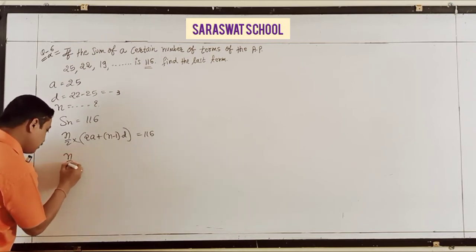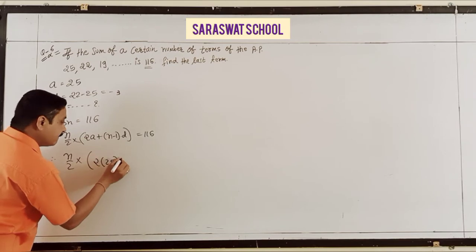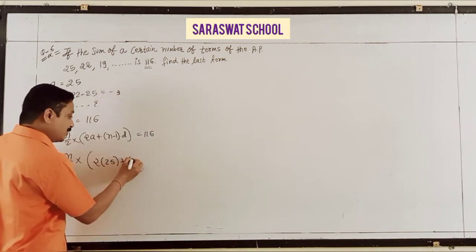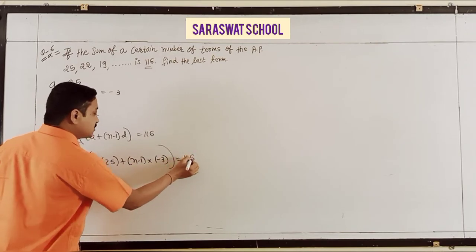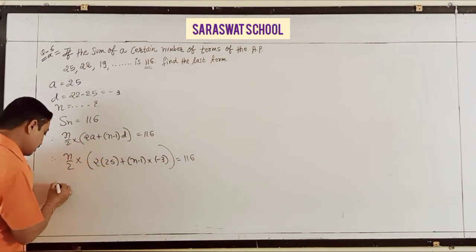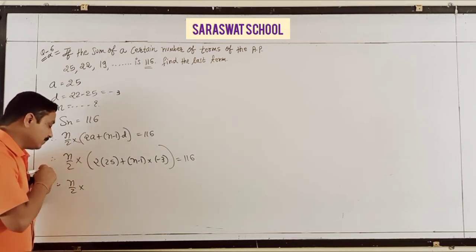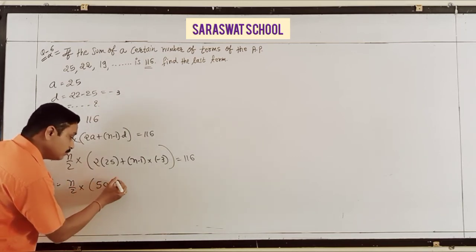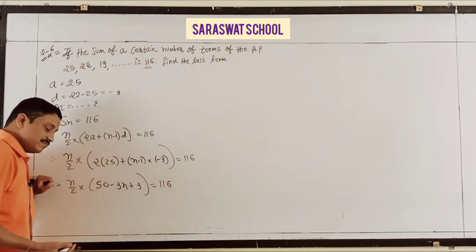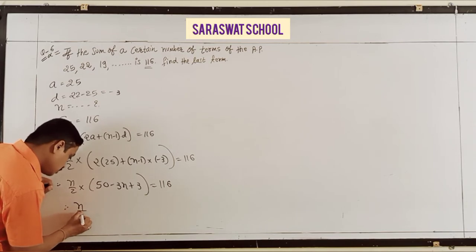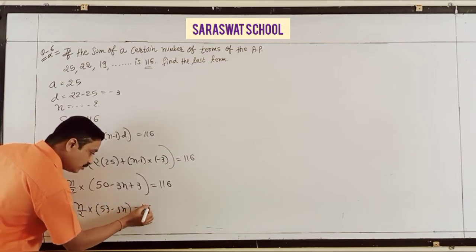So n by 2, a becomes 25, n is unknown, d becomes minus 3, and 116 also the same. So n by 2, I just write down as it is, and here 50 minus 3n plus 3 equals 116. So n by 2 as it is, (53 minus 3n) is equal to 116.